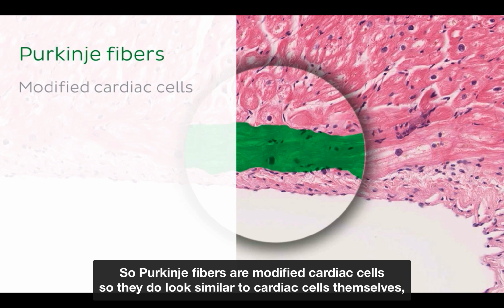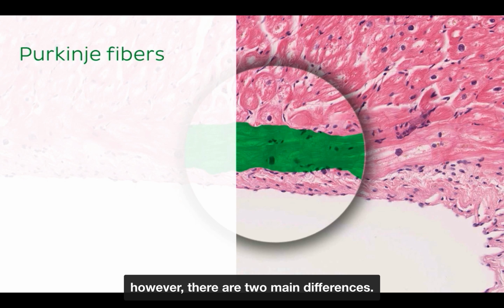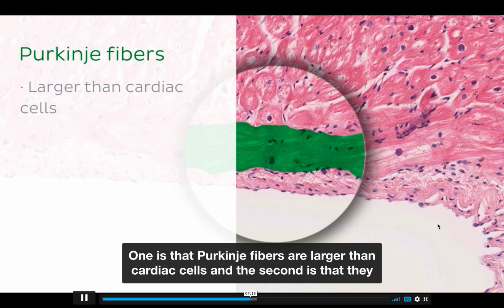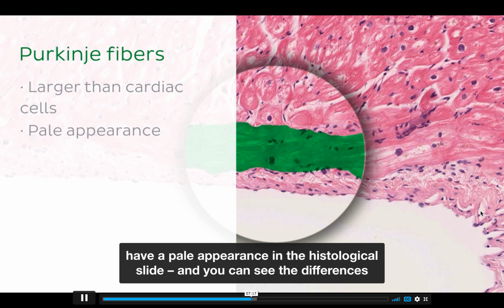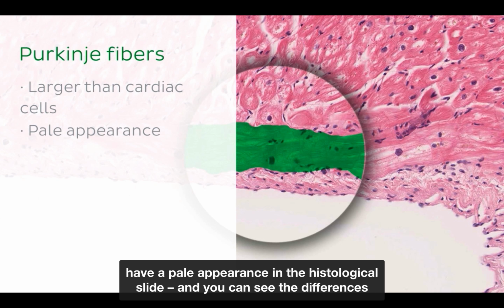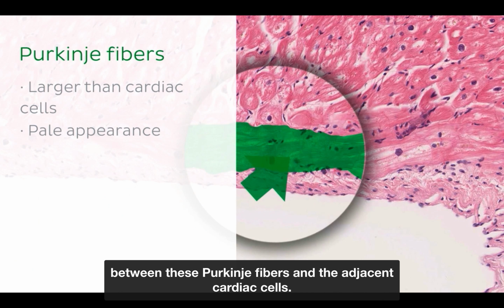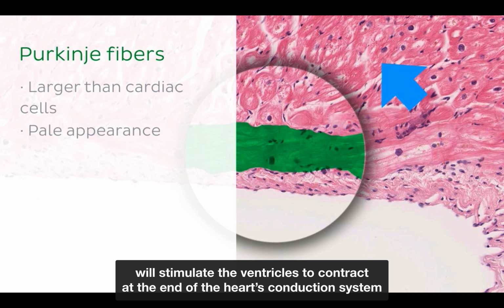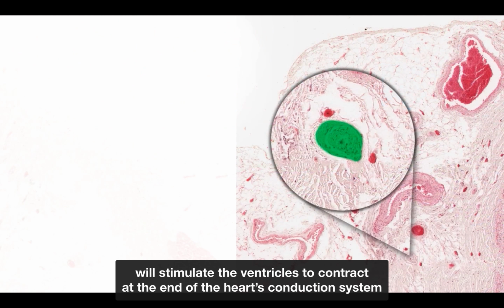So Purkinje fibers are modified cardiac cells, so they do look similar to cardiac cells themselves. However, there are 2 main differences. One is that Purkinje fibers are larger than cardiac cells, and the second is that they have a pale appearance in the histological slide. And you can see the differences between these Purkinje fibers and the adjacent cardiac cells. Purkinje fibers are the terminal strands of nervous tissue in the heart, and their ends will stimulate the ventricles to contract at the end of the heart's conduction system path.